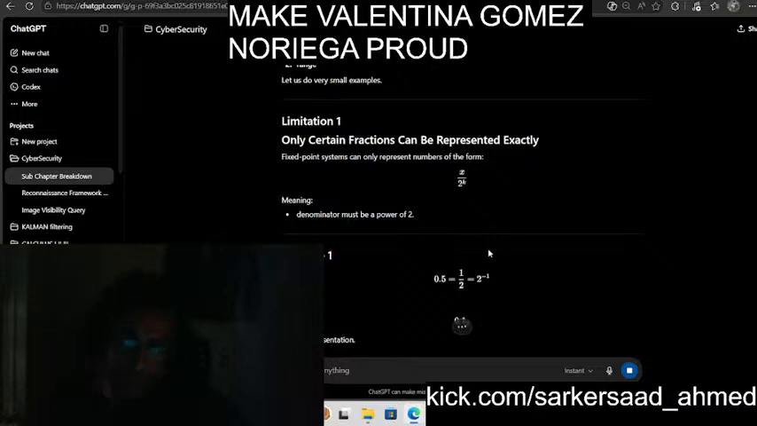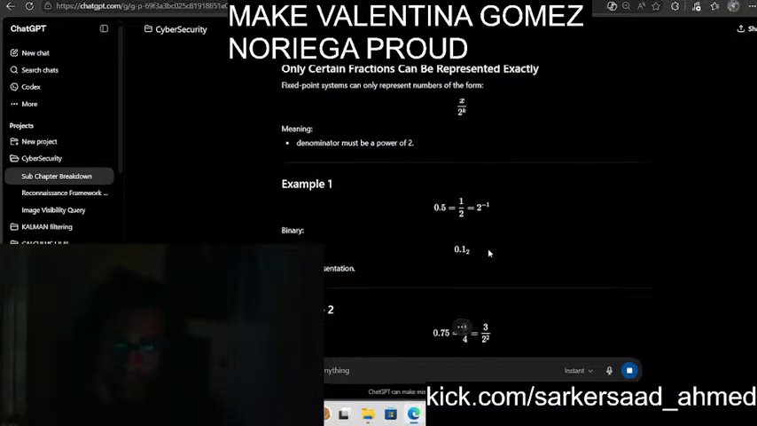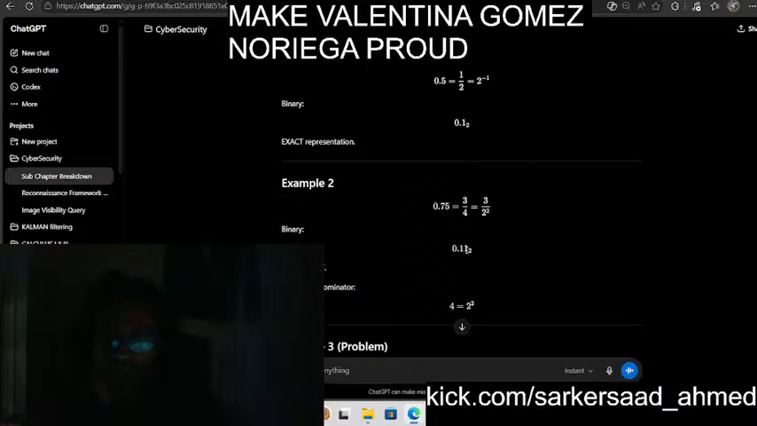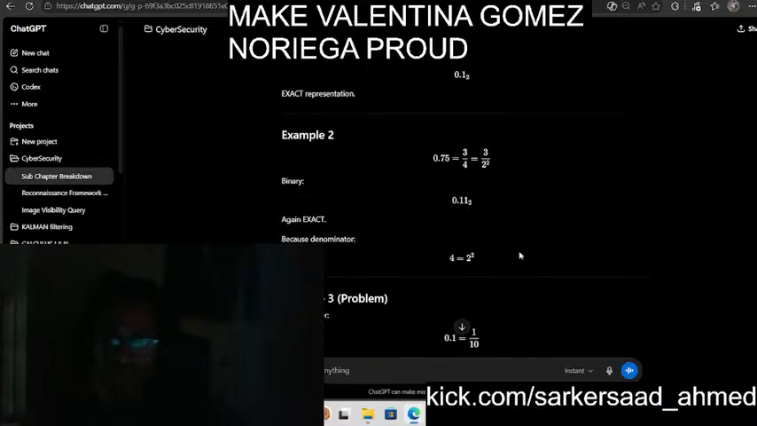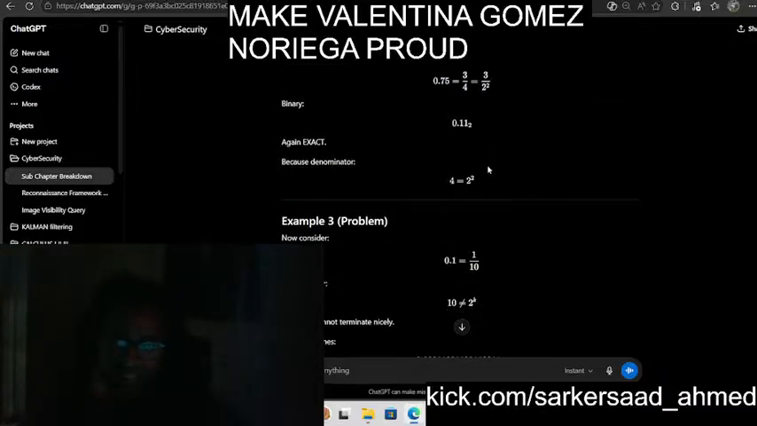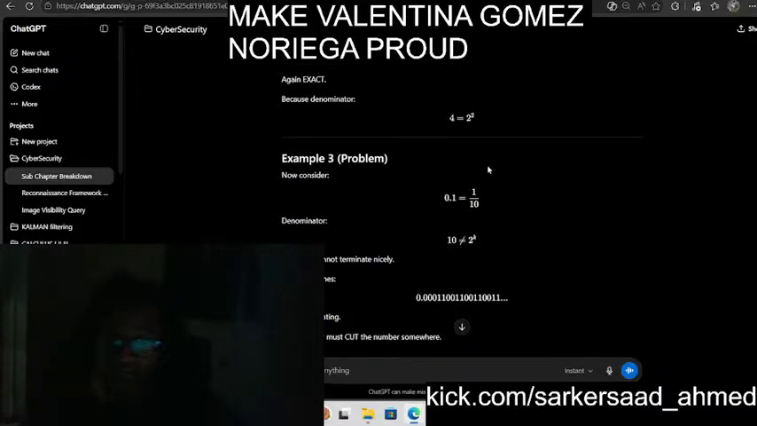So if I have 0.5, which is half, the binary is 0.1, because you have 2 to the power minus 1. Makes sense. Similarly, 0.25 is 0.01 because the denominator is 2 to the power 2, right? Now consider 1 by 10. The 10 is not 2 to the power k, so the binary cannot terminate nicely. So 1 by 10 becomes 0.0001100110011 and so on.